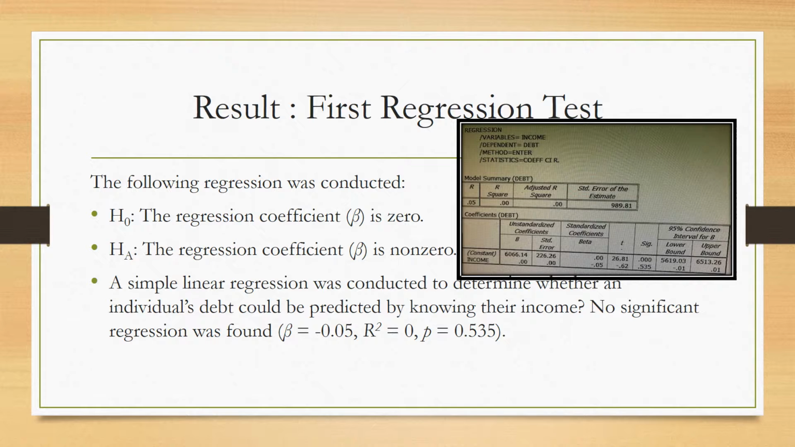So individuals' debt could not be predicted by knowing their income. There is no associated relationship.